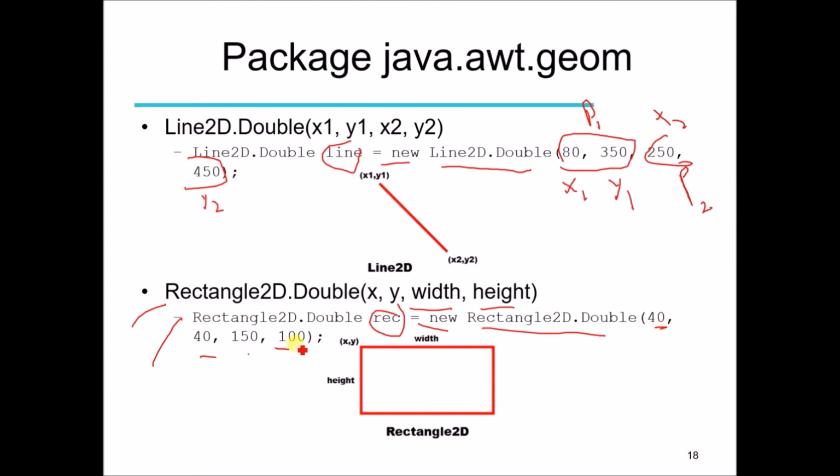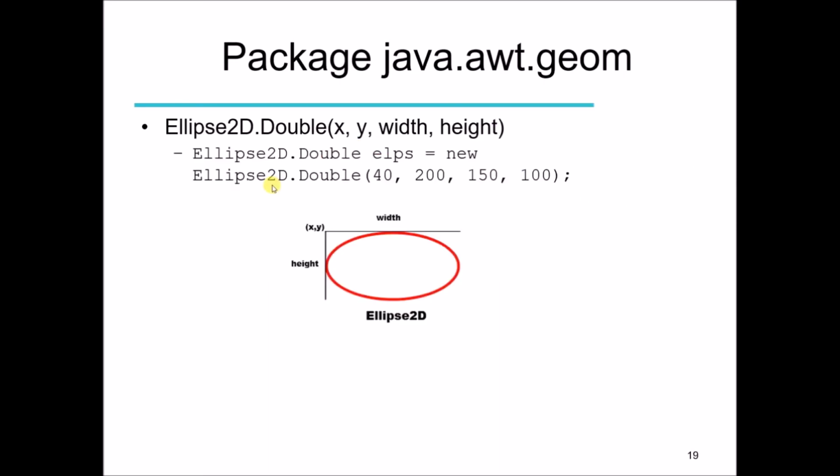So we have constructed the object, but still it is not being drawn. We have to call the method draw, and we have to pass these objects to this method to actually draw them on the screen or on the frame. Similarly, we can create the Ellipse2D object by using the statement Ellipse2D.Double, name of the object, equal, new operator, Ellipse2D.Double, x, y, width and height. And again the idea is the same.